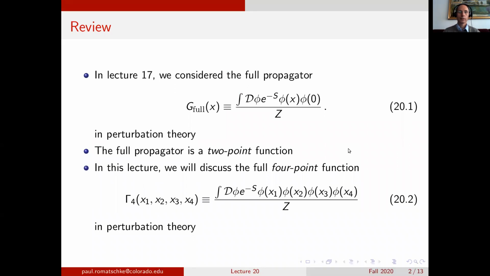So in this lecture, we will discuss the four-point function where we have four fields phi inside the integral, and we will call the corresponding object gamma 4 for the four-point function, and we'll talk about a perturbative expansion of this object.